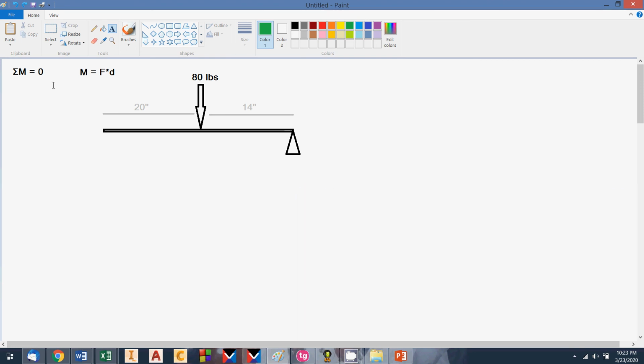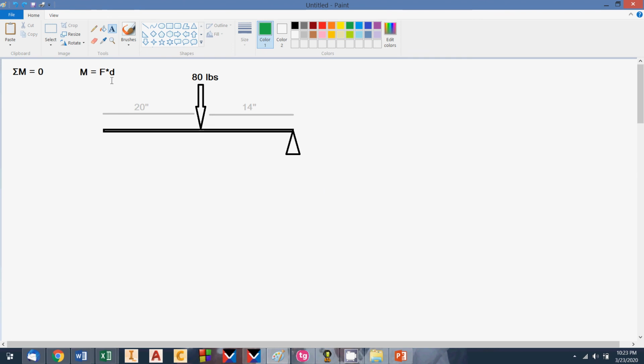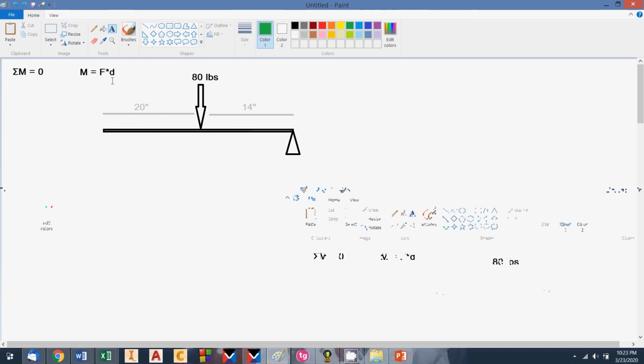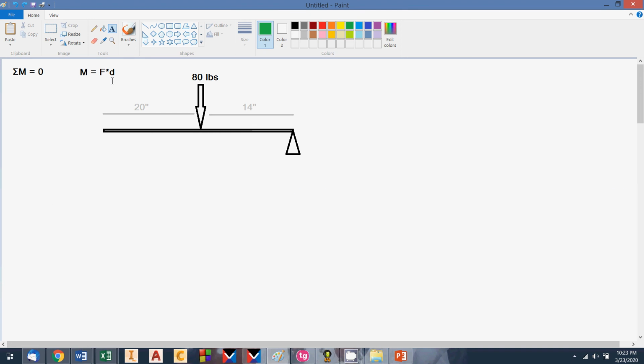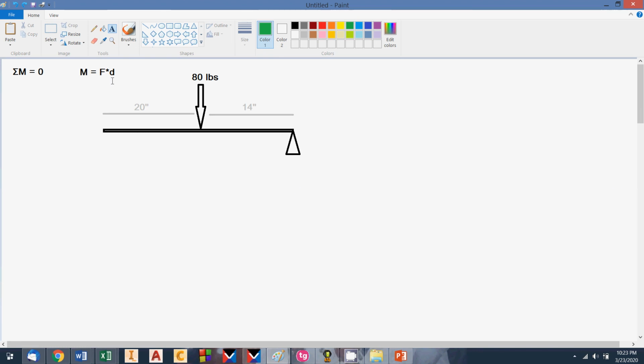And when we say we're going to add up these moments, it's important for us to know how to calculate a moment in the first place. So a moment is a force times a distance from the point we're measuring. Now remember, it is absolutely critical that when we measure the distance, the line that we're measuring is perpendicular to the force. If it's not, everything's going to be wrong.